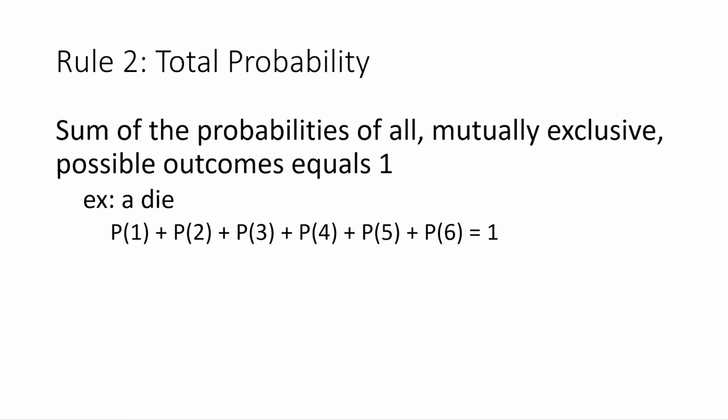So rule 2 is total probability. The sum of the probabilities of all mutually exclusive possible outcomes equals 1. So again, if we're using a die, the probability of rolling a 1, 2, 3, 4, 5, or 6 equals 1, right? It's 1/6 for each of these. Total together, we get 1. 100% of the possible outcomes are represented in these possibilities.